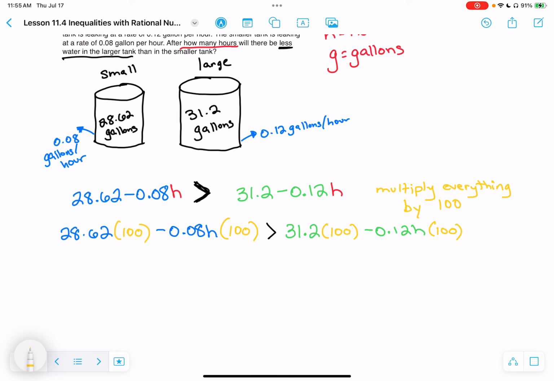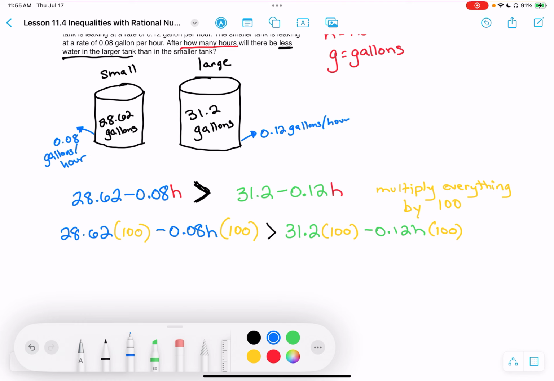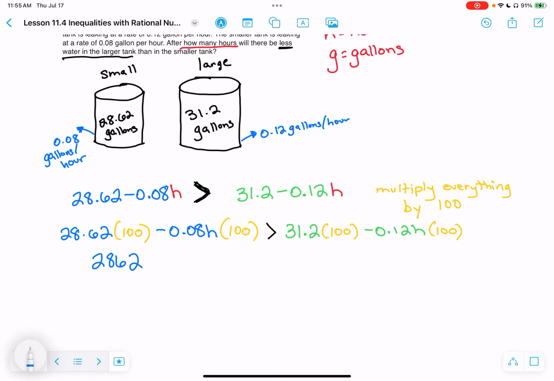Multiplying decimals by a factor of 10 is just so easy because all you do is move the decimal point two spots over. So 28.62 becomes 2862. 0.08 becomes 8. 31.2 becomes 3120. And minus 0.12h becomes just 12h. Okay, so now we're just solving a regular inequality.